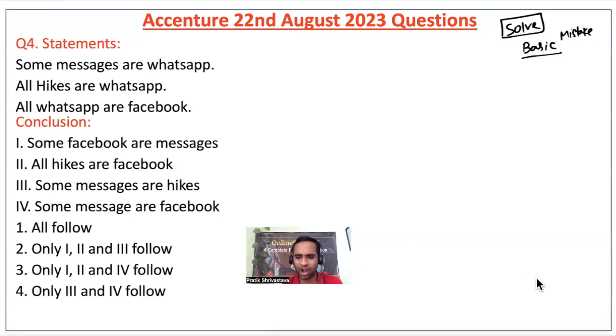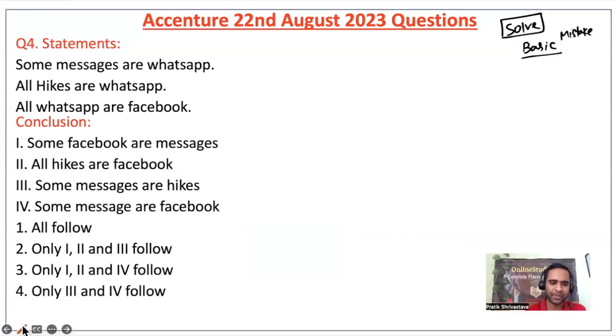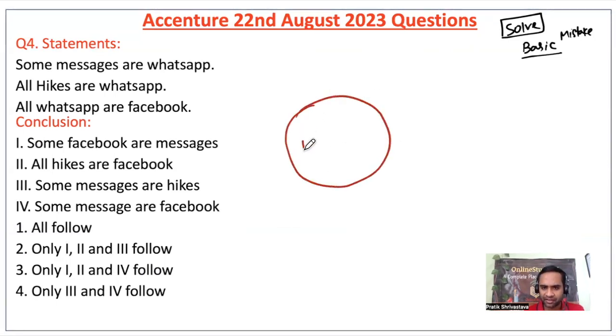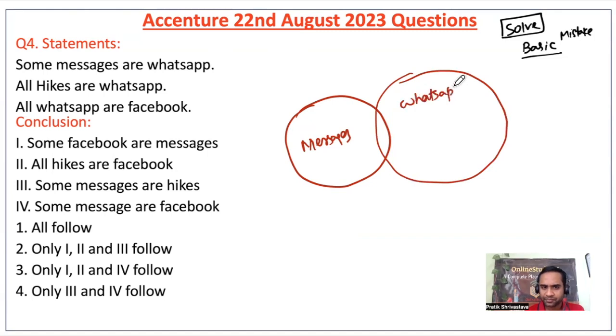Now anyway, our intention is to solve this particular problem. So basically, you have to focus. Some messages are WhatsApp. So this is nothing but WhatsApp. Fine. All hikes are WhatsApp. So all hikes are WhatsApp, that means all hikes are inside WhatsApp.